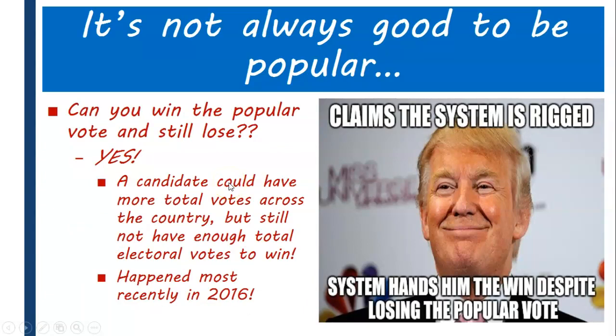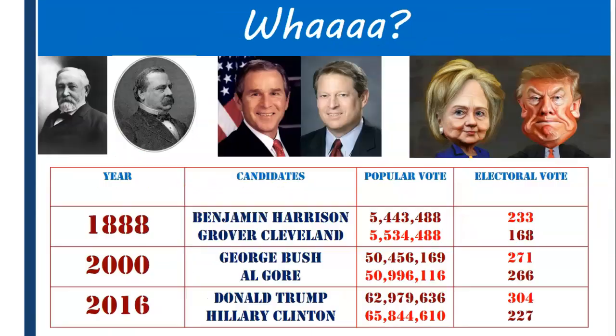Now what this means is that you can actually have more people vote for you as president and win what's called the popular vote and still lose the overall election. A candidate can have more total votes across the country but still not win the states they need to actually win the election. So it happened most recently in 2016. And it doesn't happen very often. It's happened 3 times. We all remember the election of 1888. That was a crazy one. 2000 was before your guys' time, but I remember it.